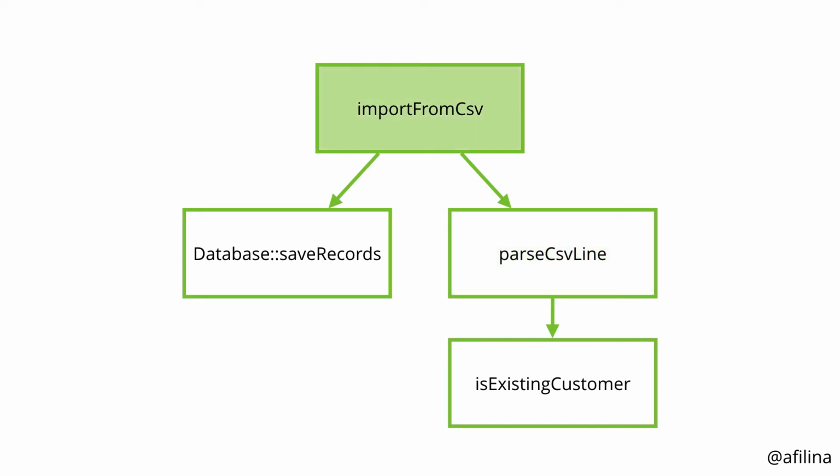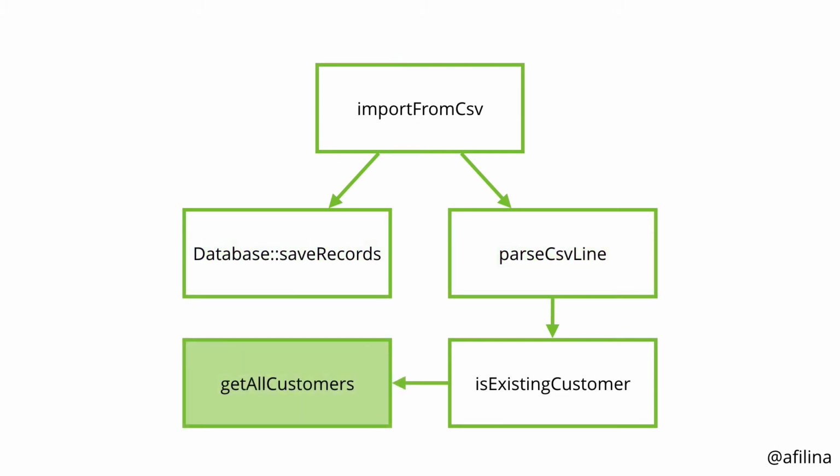When we are testing importFromCSV, that method is considered the primary method. Everything that is directly linked to it is a collaborator. Not only will you need to create a huge setup in order to test it, but you'll also need to change your test whenever any of the dependencies down the line change. For example, what happens when isExistingCustomer is later modified to call another method, getAllCustomers?